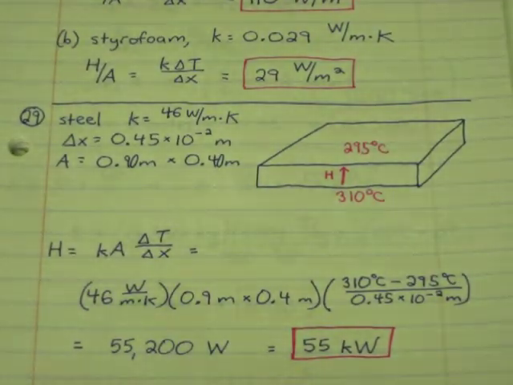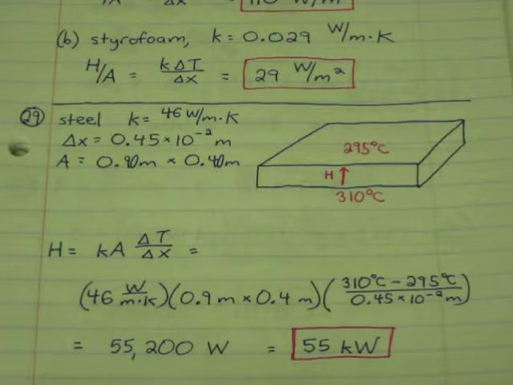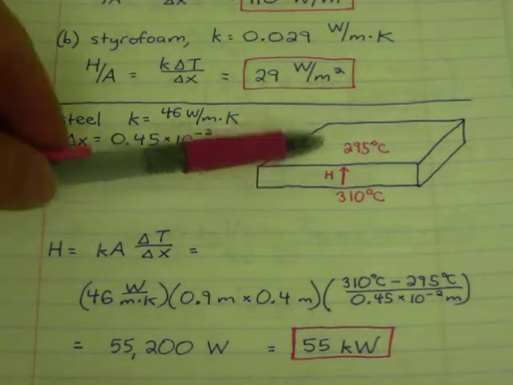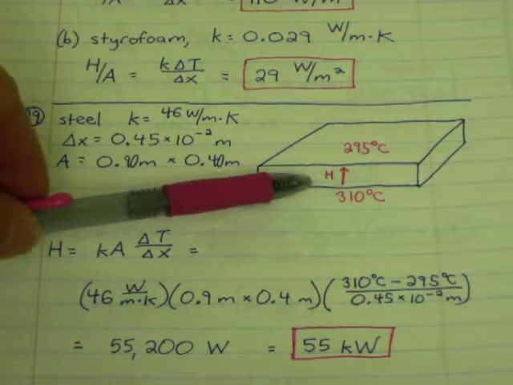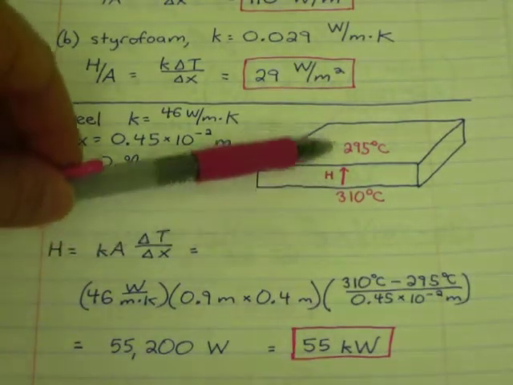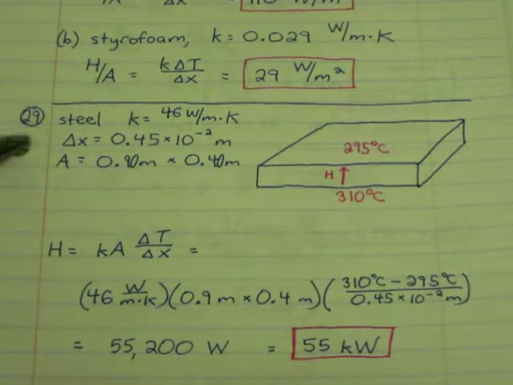Number 29 applies this concept to a steel stove, which measures 90 centimeters by 40 centimeters and is 0.45 centimeters thick. The inside surface of the stovetop is 310 degrees Celsius, outside is 295. So here it is, 295 on the top, 310 down below. You can see the heat flow is going to go from the hot to the cold. Here's all the relevant information.